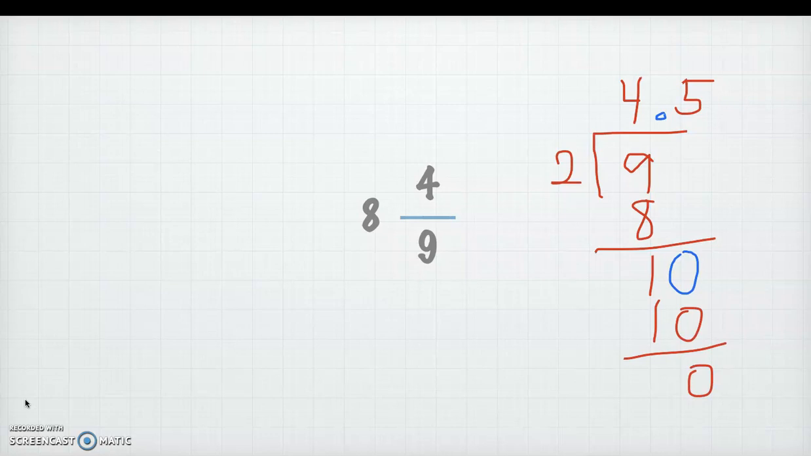So half of 9 is 4.5. I have 4.5, and I'm comparing my quotient to my numerator. Is my numerator greater or smaller than my quotient? My numerator is smaller than my quotient. So I'm just going to drop my fraction, and my final answer is going to be 8.